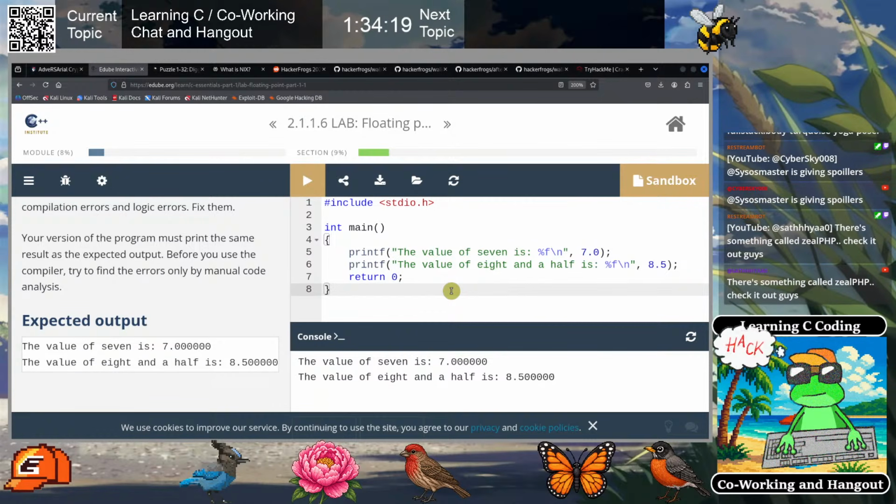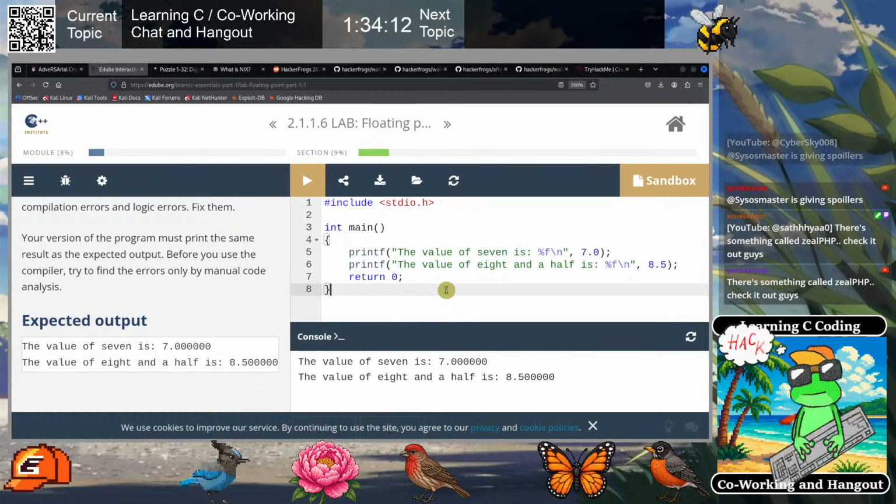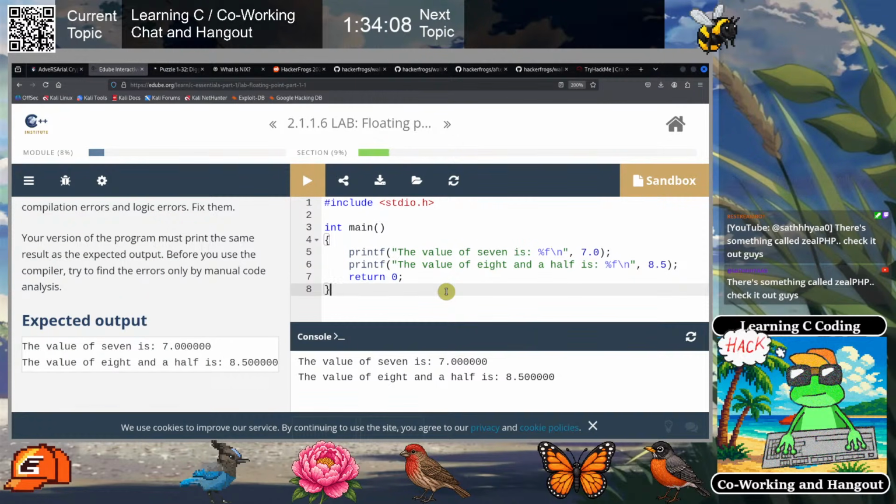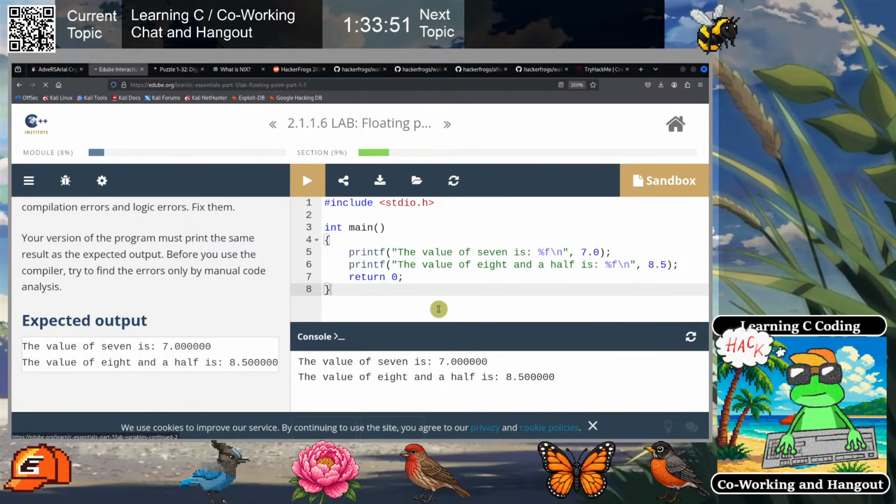Okay, Sathi says there's something called Zeal PHP, check it out. And let's see. The code guy, yeah, so you're doing JavaScript, TypeScript, Next.js. That does seem like some front-end language stack. Is that what you do, the code guy? Full stack. Oh, okay, okay. Awesome, awesome. All right, let's move on to the next section.